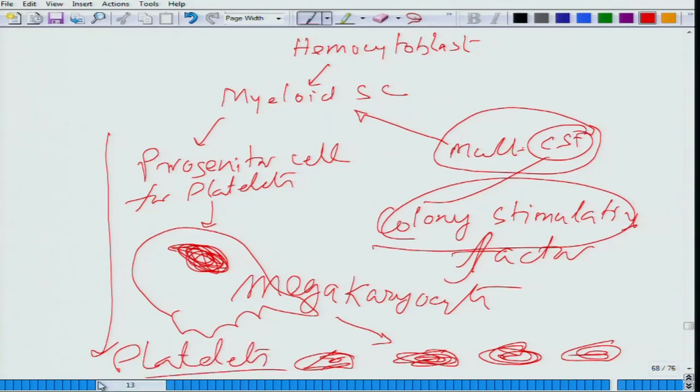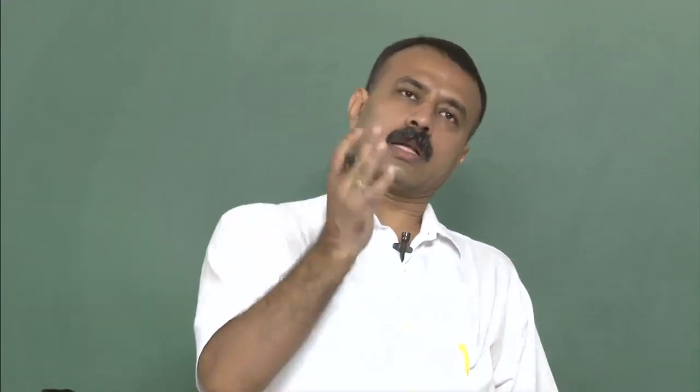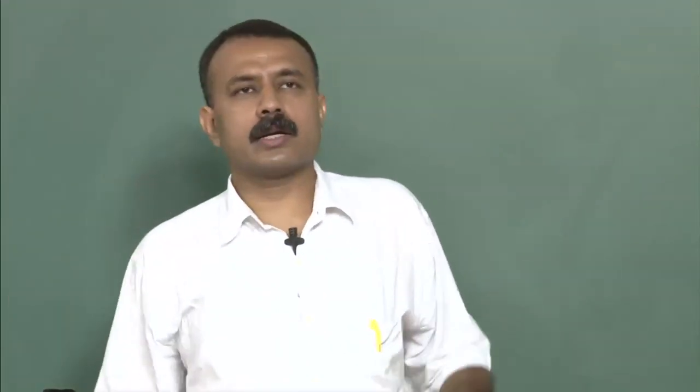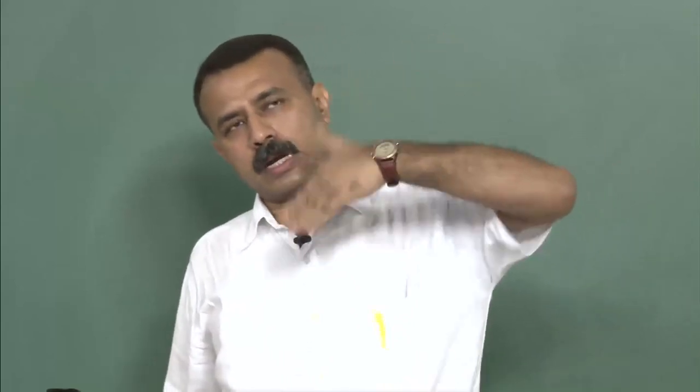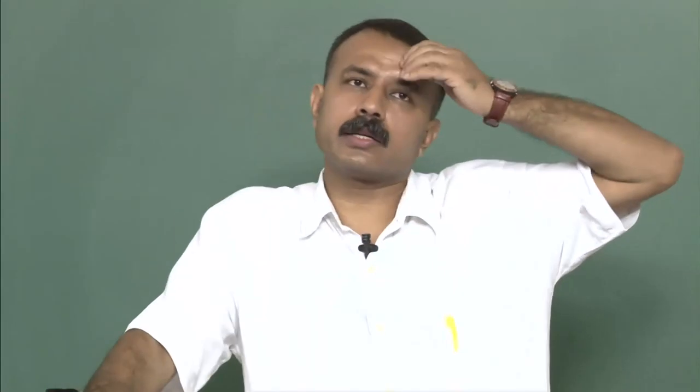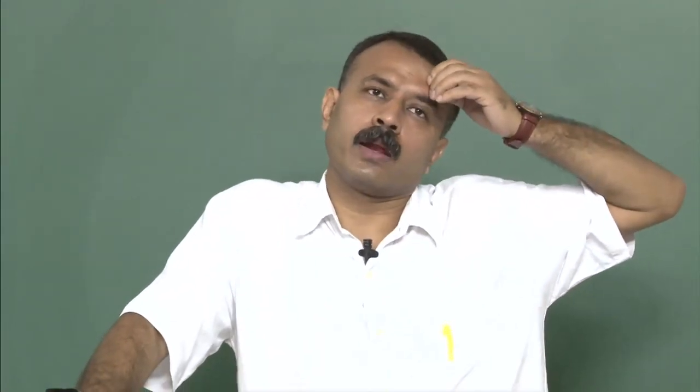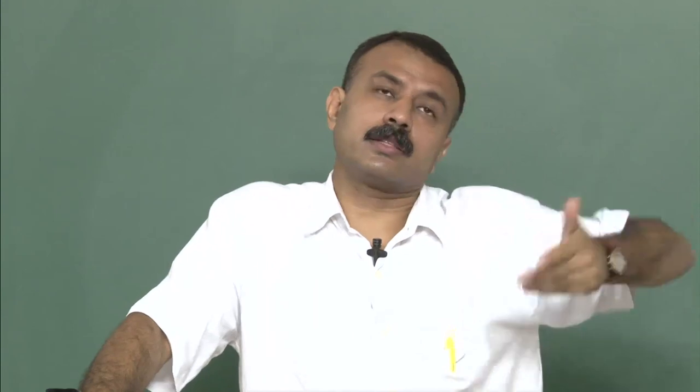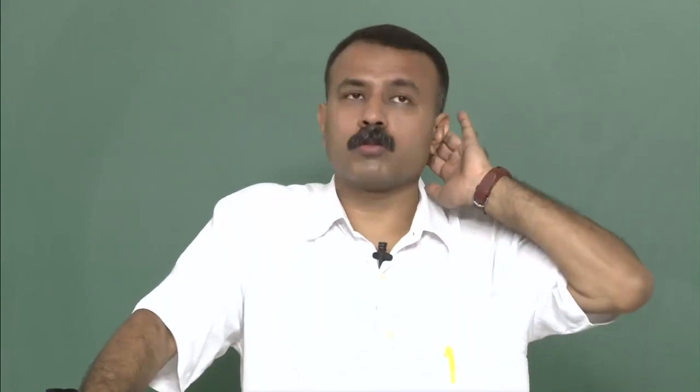So, this is the second route, by the stimulation of the myeloid stem cells by colony stimulating factor. These cells form a huge cell called a megakaryocyte, then megakaryocytes start fragmenting. As I told you, platelets are fragments of a bigger cell. They do not have any nucleus, at least in the mammalian system. In non-mammalian species, of course, the thrombocytes do have a nucleus, but that is a totally different mechanism, and we are not going to discuss it here. So, these fragments of the cells form the platelets.